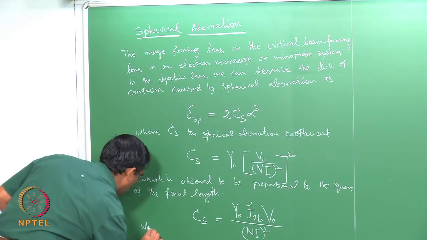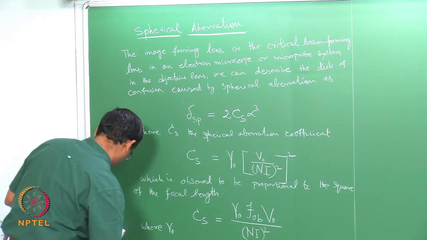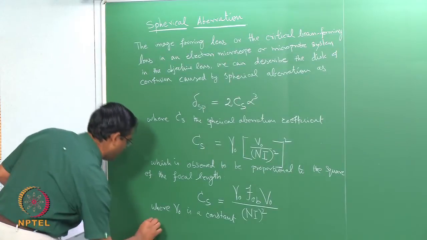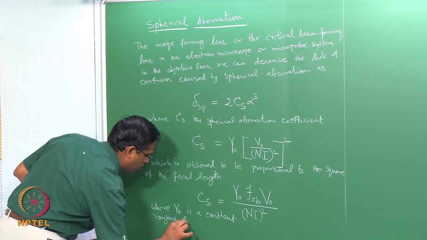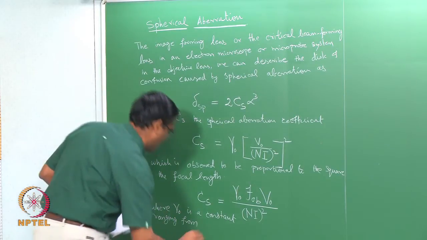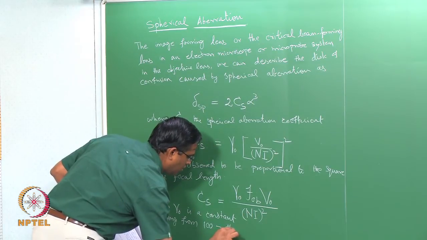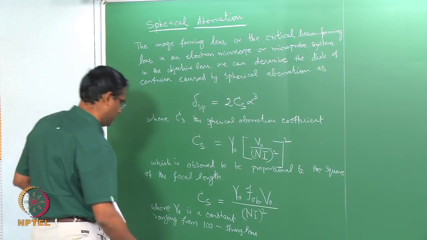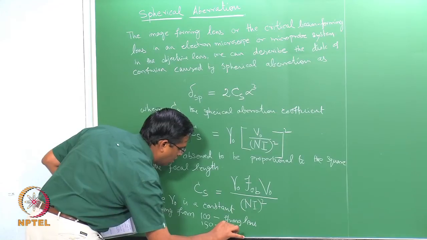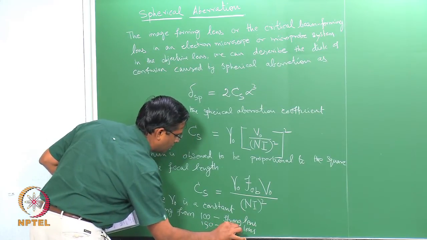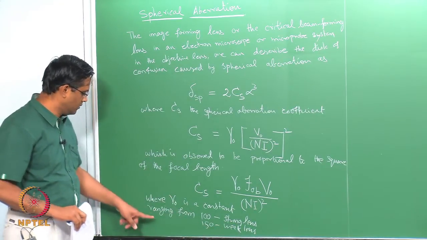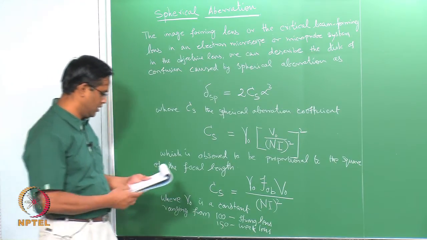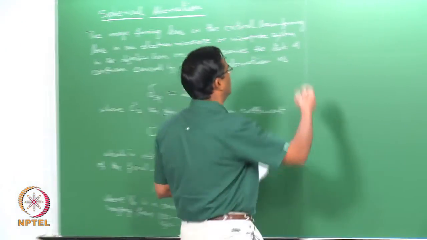Where gamma is a constant ranging from 100 for a strong lens to 150 for a weak lens. So similarly, we will see the chromatic aberration.